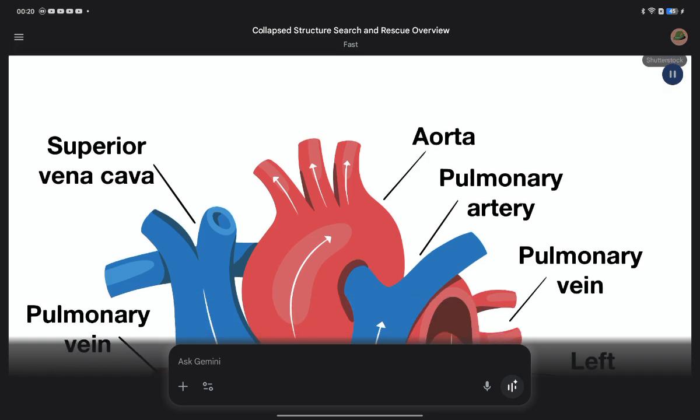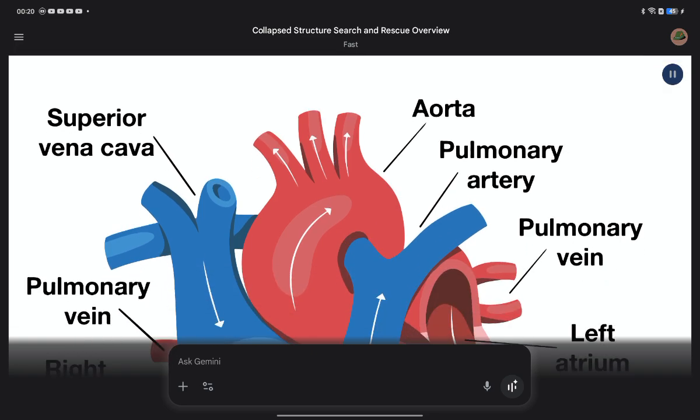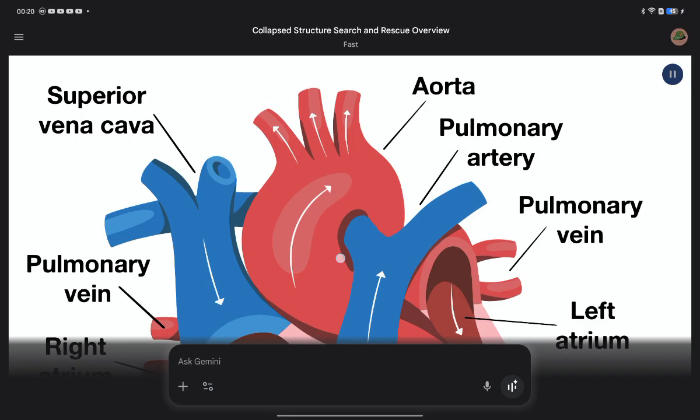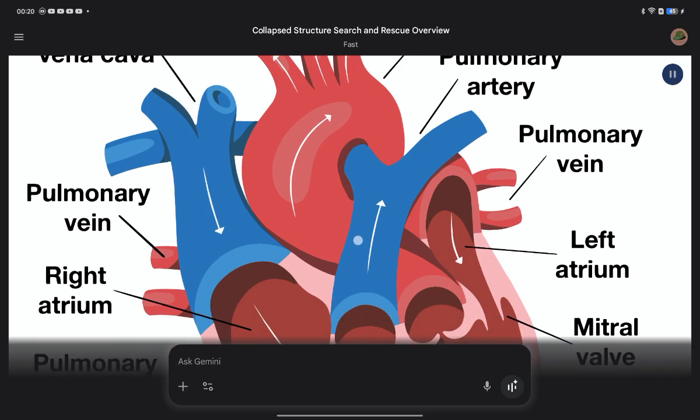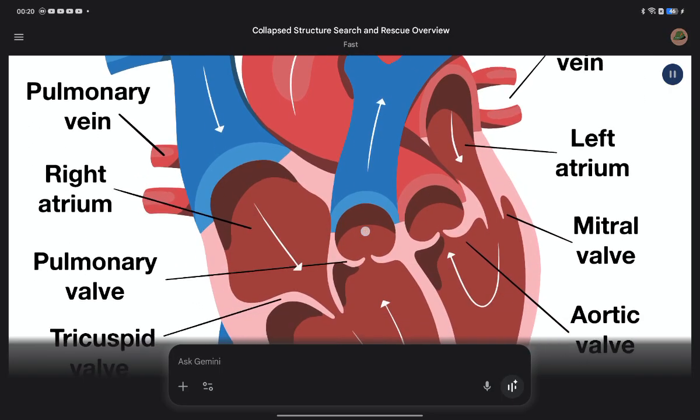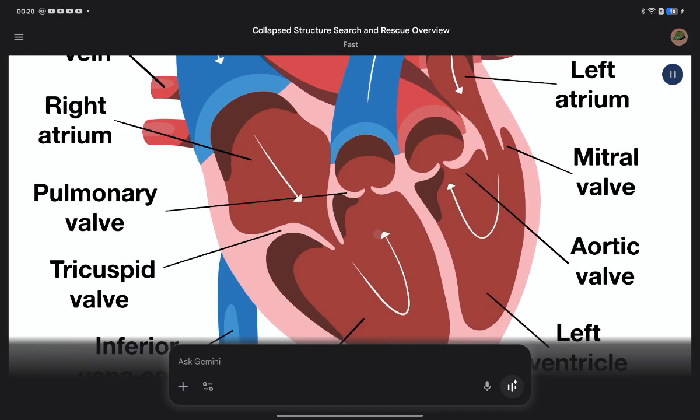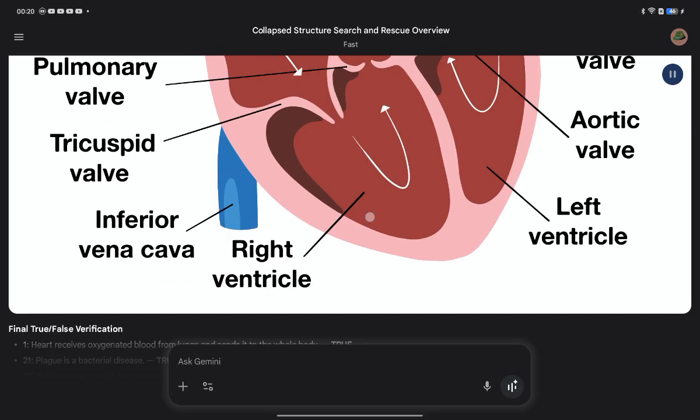Final true/false verification. 1. Heart receives oxygenated blood from lungs and sends it to the whole body. True. 21. Plague is a bacterial disease. True. 23. Spinal cord is part of the nervous system. True.